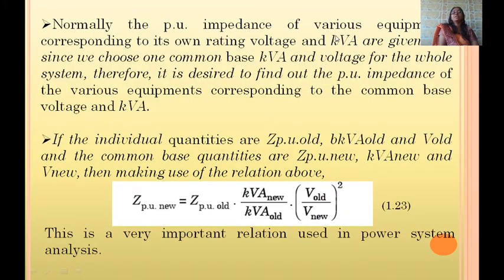Normally, the per unit impedance of various equipment corresponding to its own rating voltage and kVA are given, and since we choose one common base kVA and voltage for the whole system, it is desired to find the per unit impedance of the various equipment corresponding to the common base voltage and kVA. One common base voltage and kVA is selected. All the remaining equipment are converted into that common base kVA and voltage. This we'll see in this lecture.